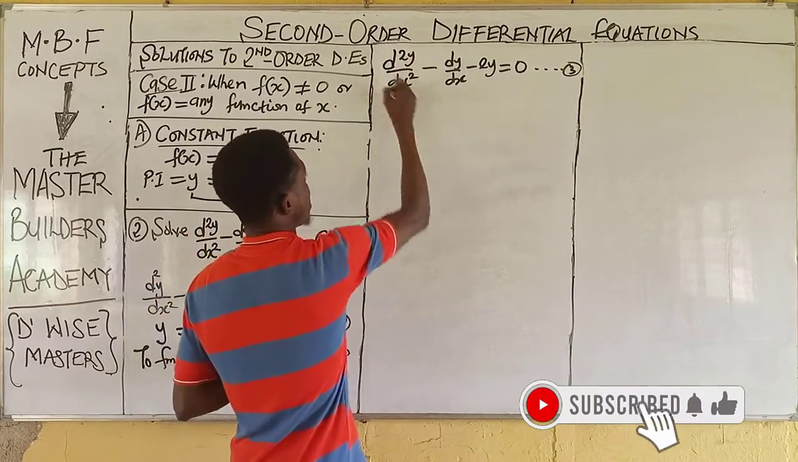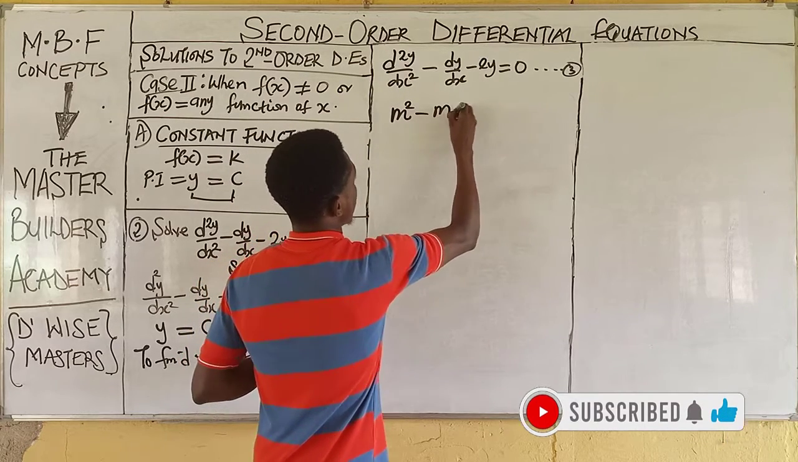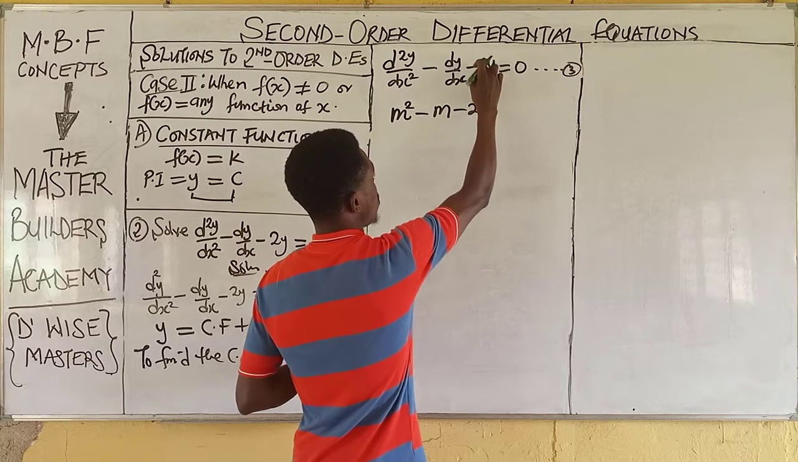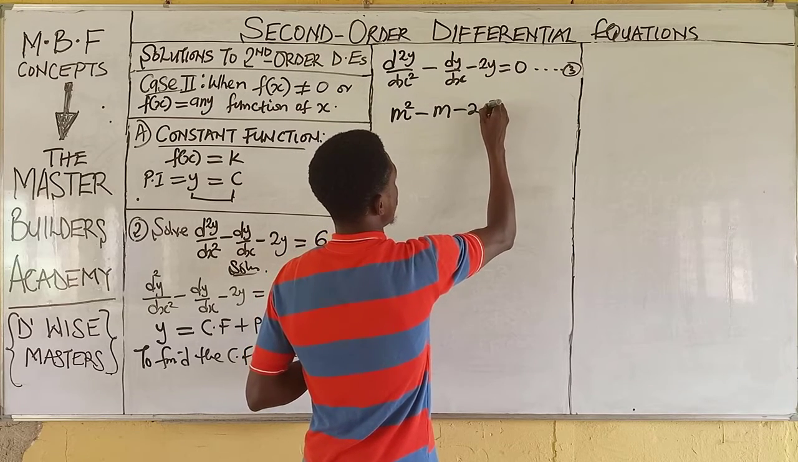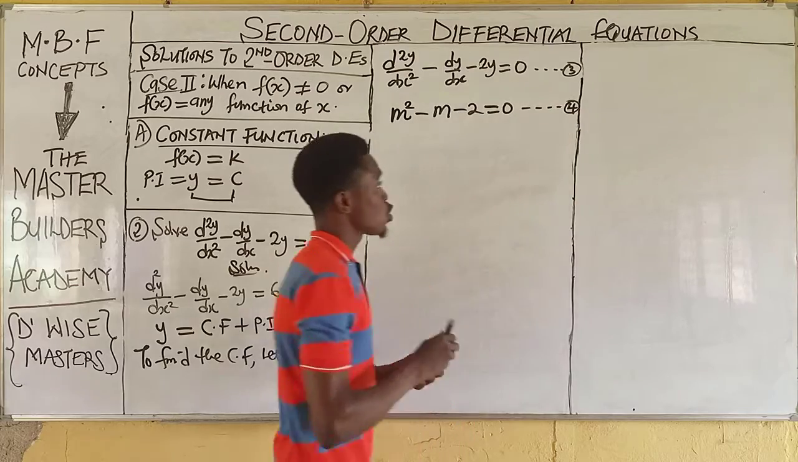In the auxiliary equation, we replace this by m squared. We replace this guy by m. Then we replace y by 1. So 2 multiplied by 1, we have 2, and this is equivalent to 0. We can call this equation 4, which happens to be the auxiliary equation.